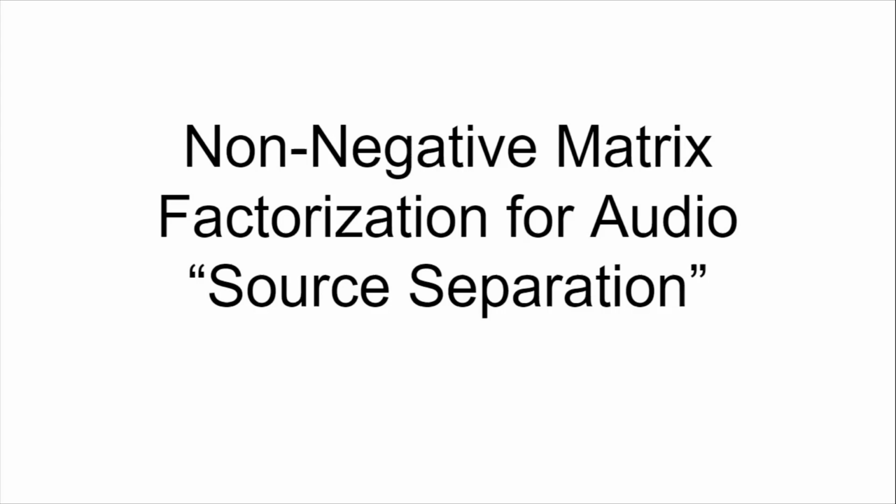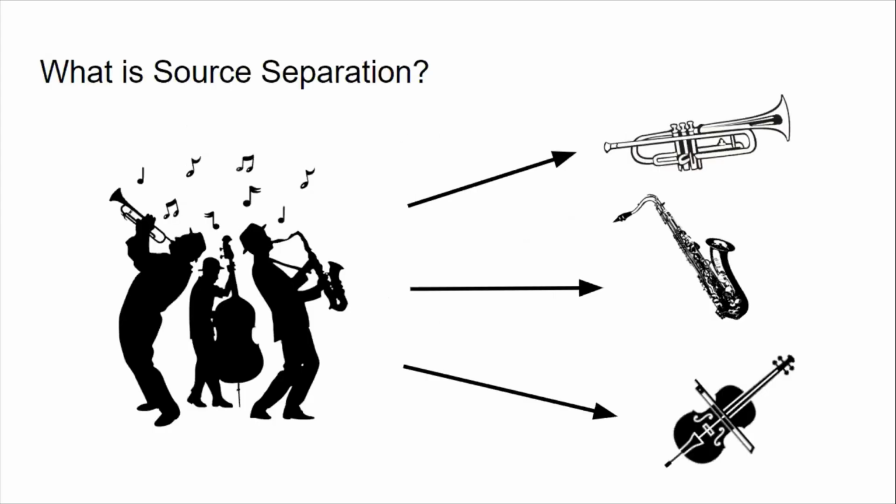But before we get into that, just to describe what source separation is, imagine you're at a performance, and this jazz trio is performing, and all their instruments are playing at the same time. You have the trumpet, the saxophone, the bass. Basically, source separation is taking this audio, all the instruments coming at you at once, and discerning which instruments are playing, and what they're playing.